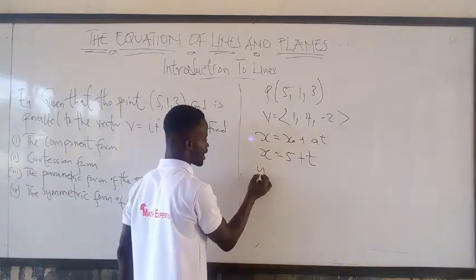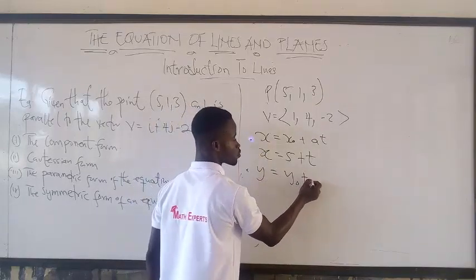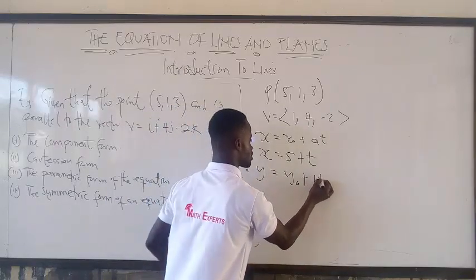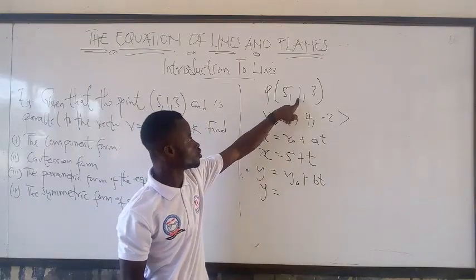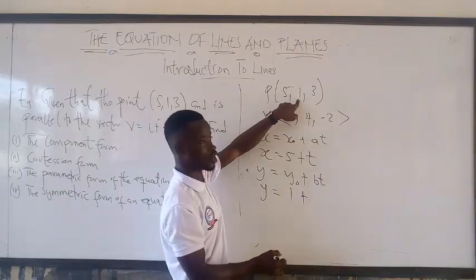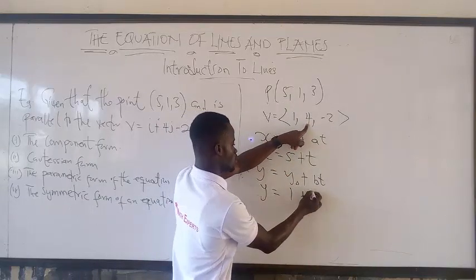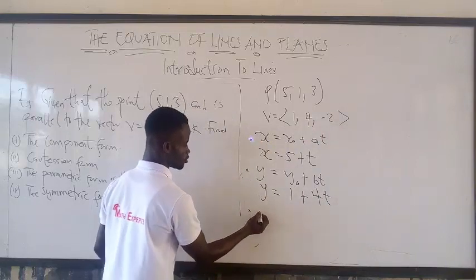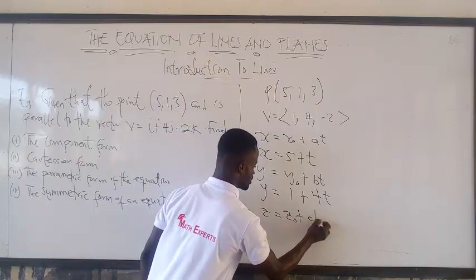Then you go for the Y. And the Y is equal to Y0 plus BT. Don't forget, it's plus, it's not minus. So Y is equal to, and the Y ordinate, you get it here, which is 1, plus the B. And the B is coming from the vector, which is 4T. So you get that.